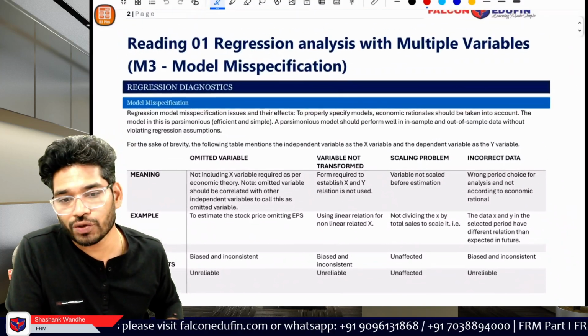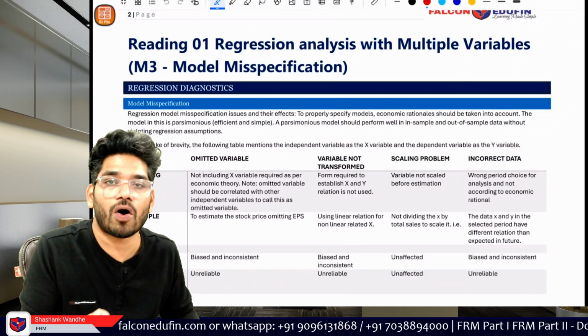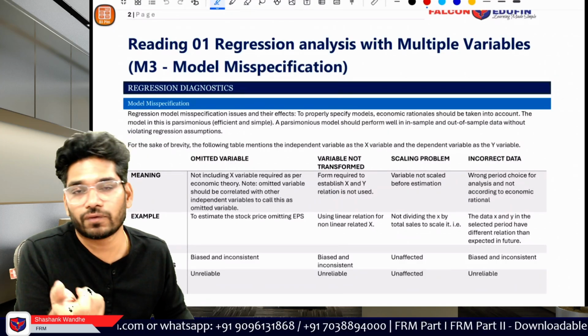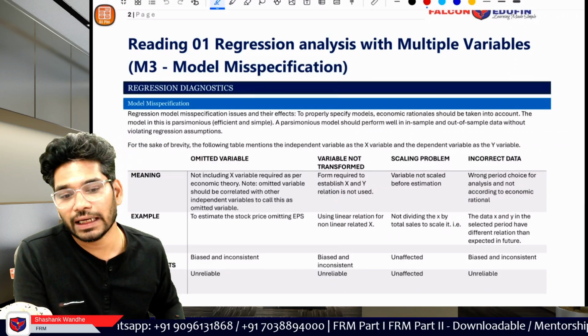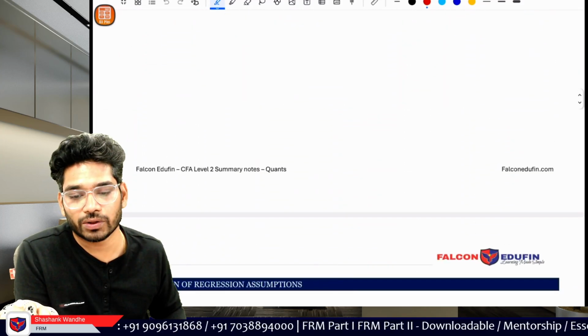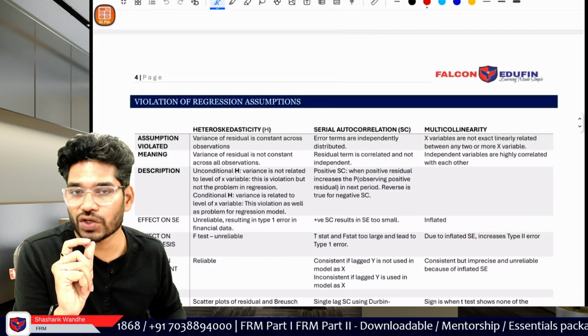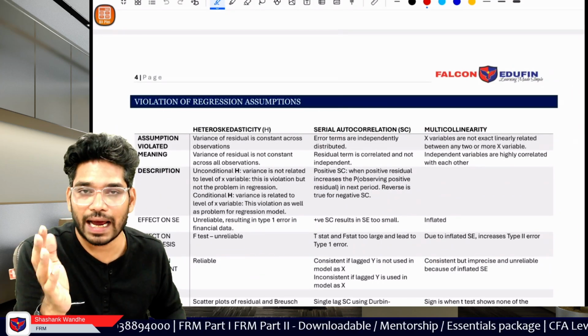Hi friends, now in this session we'll talk about reading number 1, regression analysis with multiple variables, module number 3, model misspecification. In this module we have two discussions primarily. First is about model misspecification, and then the second part of the module is the violation of the regression assumptions. So we will see what these assumptions are, what causes these assumptions, and so on.